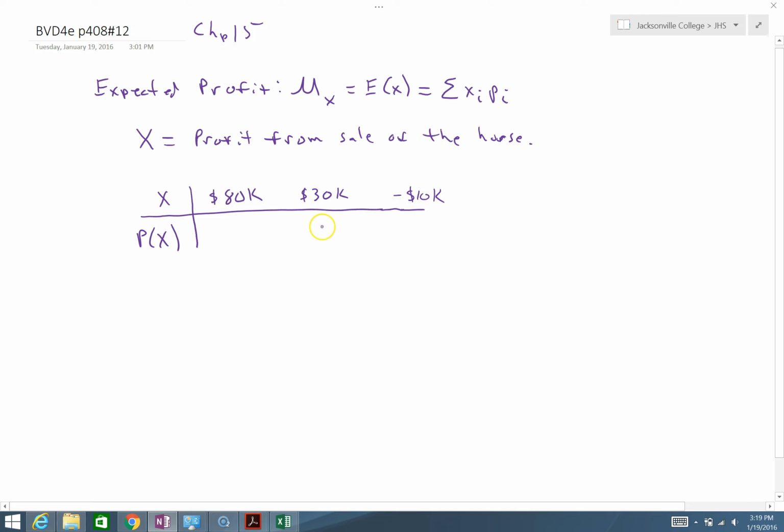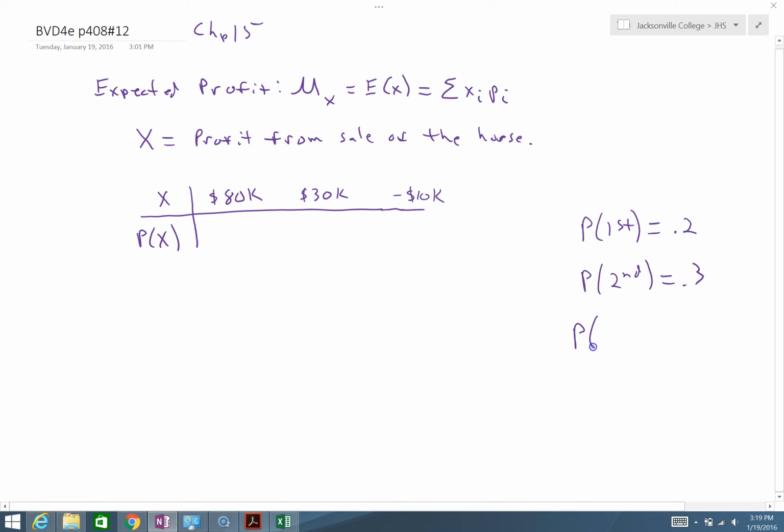Now I just need the probability associated with each one of these. It says the man believes there's a 20% chance he will win the first race and a 30% chance he will win the second one. Assume the 2 races are independent. Well, if they're independent, we can multiply to define the compound event. So the probability that he wins the first race is 20%. The probability he wins the second race is 30%.